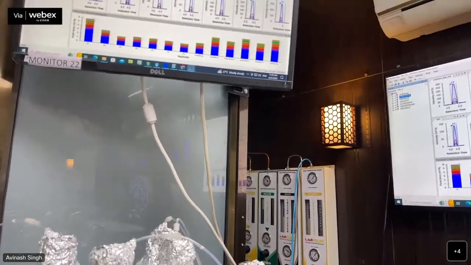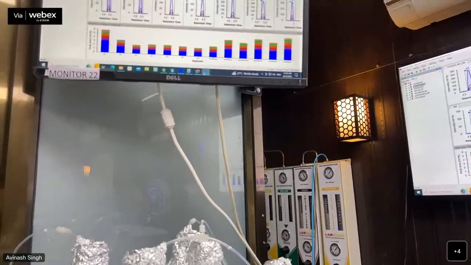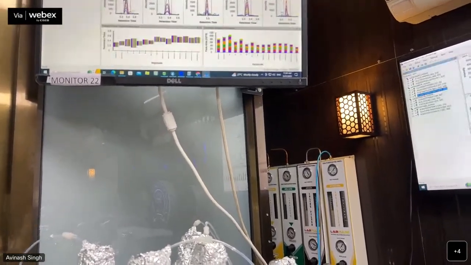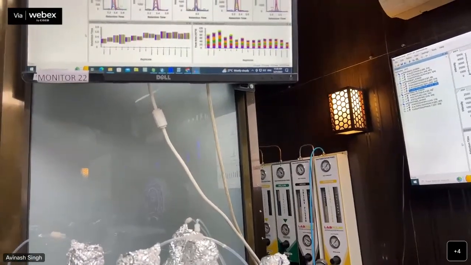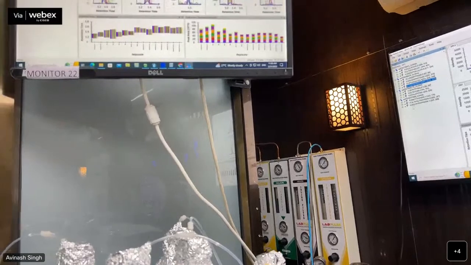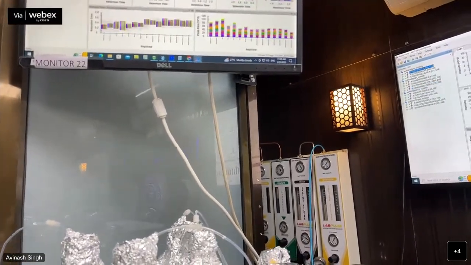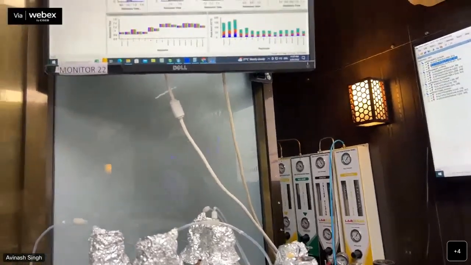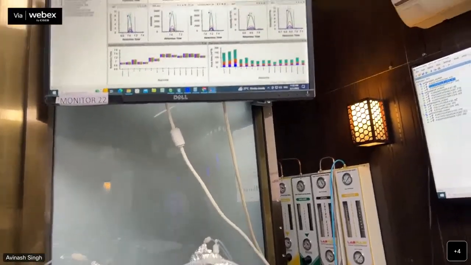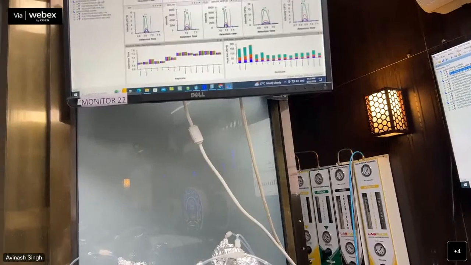In this bar graph we monitor how the instrument is performing day-wise. For that we ran BSA. We also have MCF7, which is a complex cell line sample, and we monitor it as a QC sample too. Here we have optimized different proteins and we monitor their intensity day-wise to see how the instrument is performing.